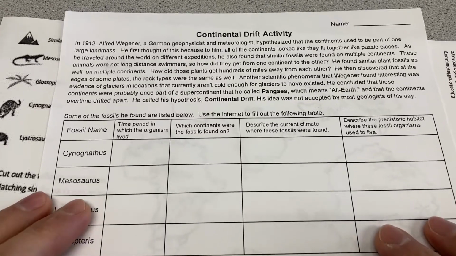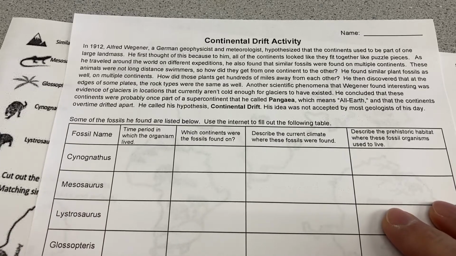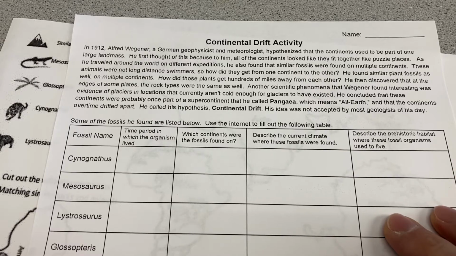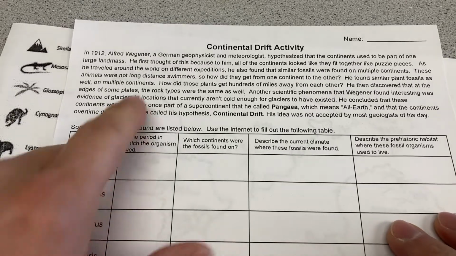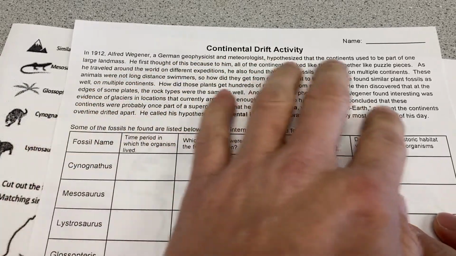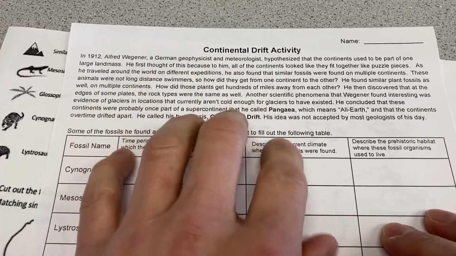Hi guys, so we're going to do an activity here on continental drift, which, as you are aware hopefully, was a hypothesis proposed by Alfred Wegener, German geophysicist back in 1912. And there's some information here that you're going to want to read because it's going to make it easier to answer the questions on the quiz.